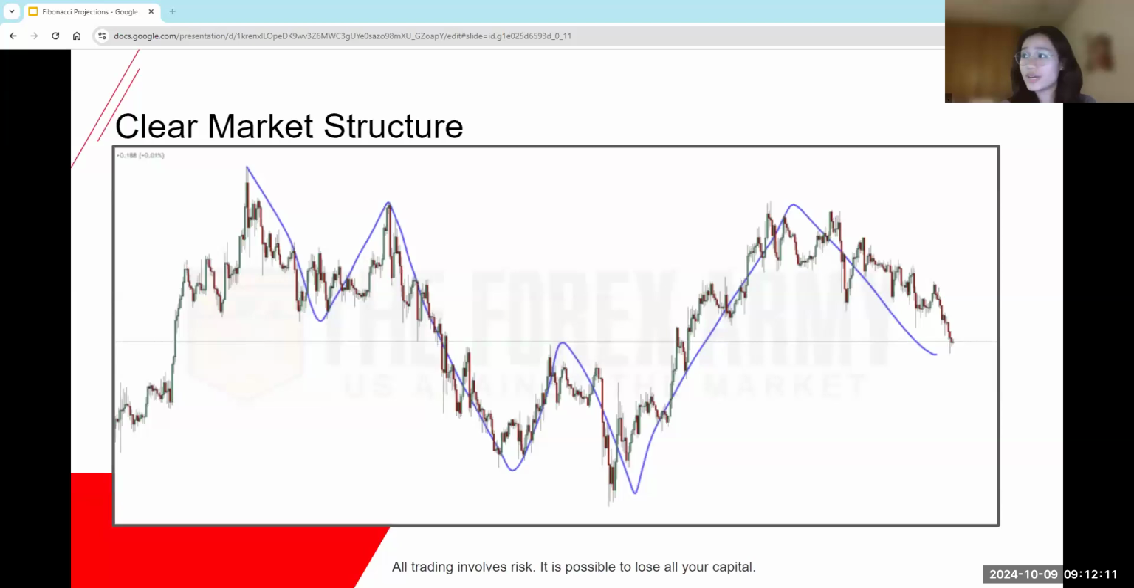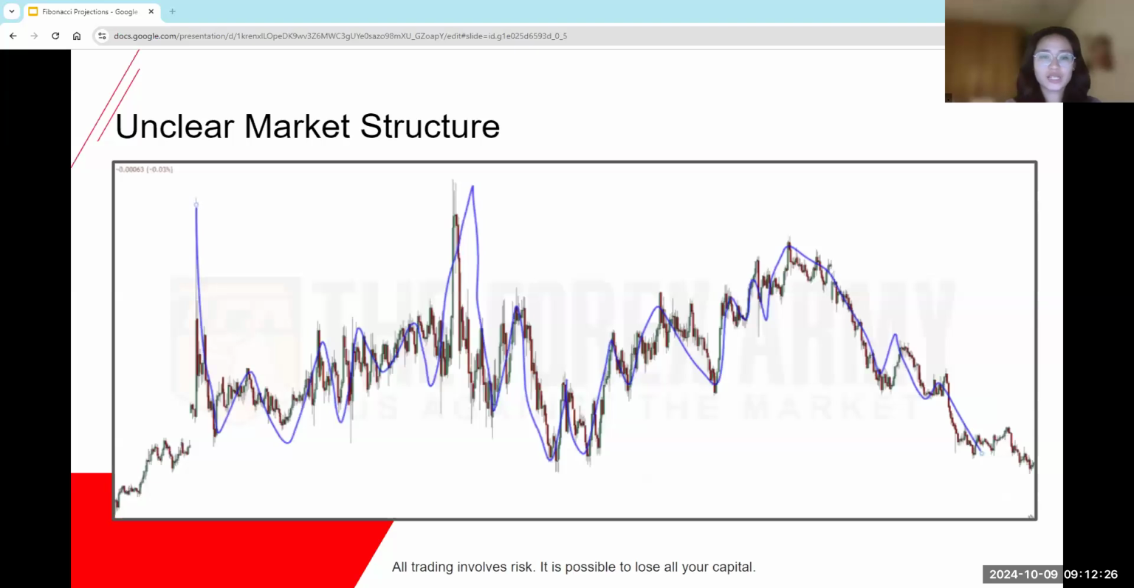Okay, another example of a clear market structure. So although Fibonacci retracements can be used in both choppy and trending markets, it's important to look for a very clear movement in price. So here's an example of an unclear market structure.